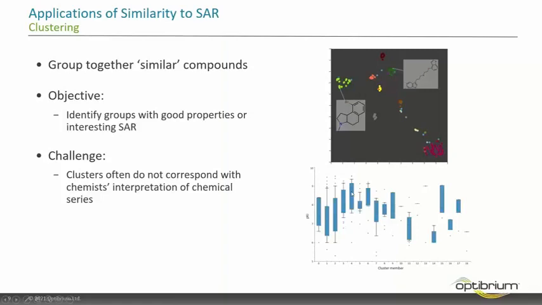But one of the big challenges is that a cluster defined computationally often does not really correspond with what you might look at a compound and say that they're the same or they belong together in some way. So it doesn't really necessarily agree with your interpretation of, say, a chemical series.